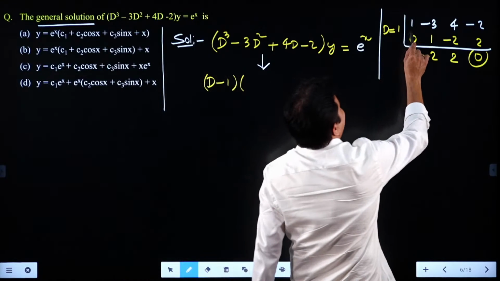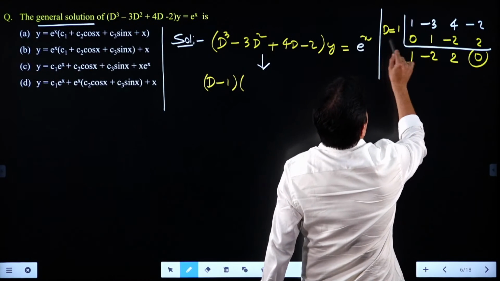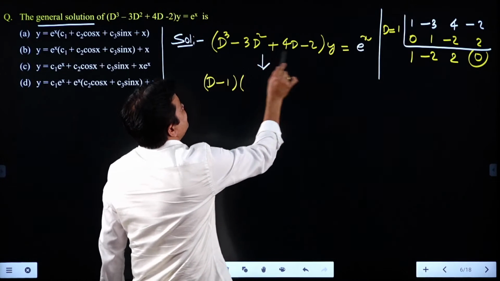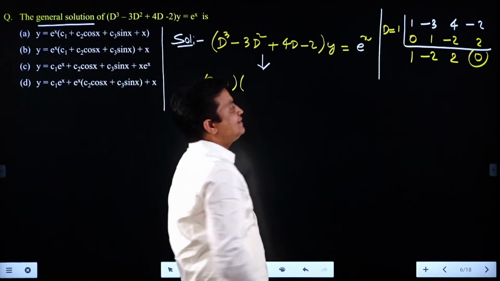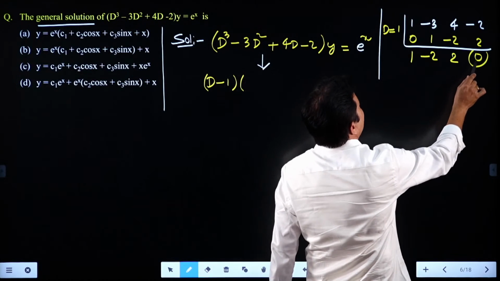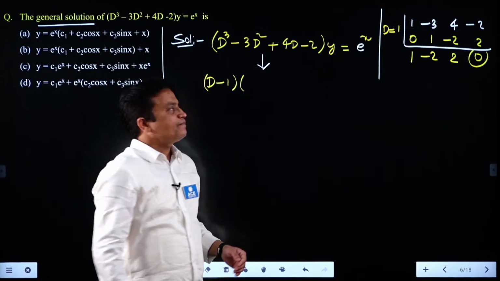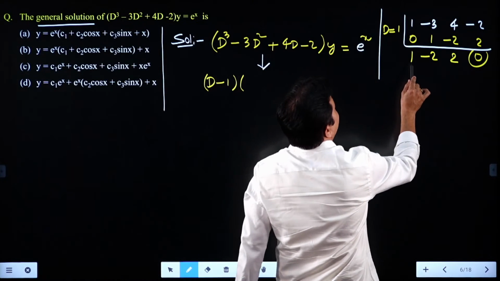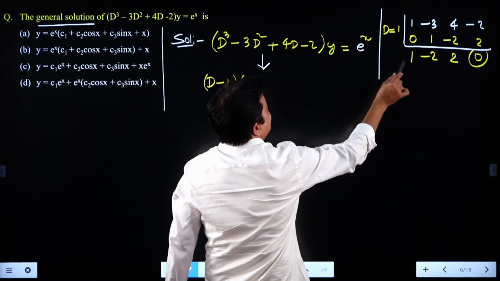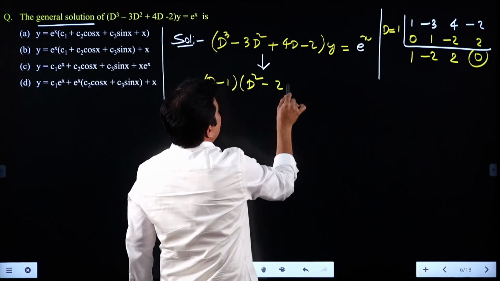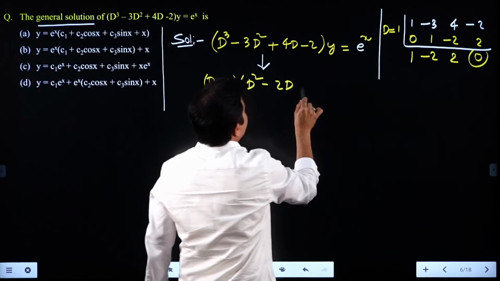So this is nothing but dividend, divisor, quotient, remainder. So it is dividend, it is divisor. This is nothing but quotient part and remainder. Then dividend equal to divisor into quotient. So quotient is nothing but 1, minus 2, 2. This 1 is now the D square term. Minus 2 means minus 2D plus 2.